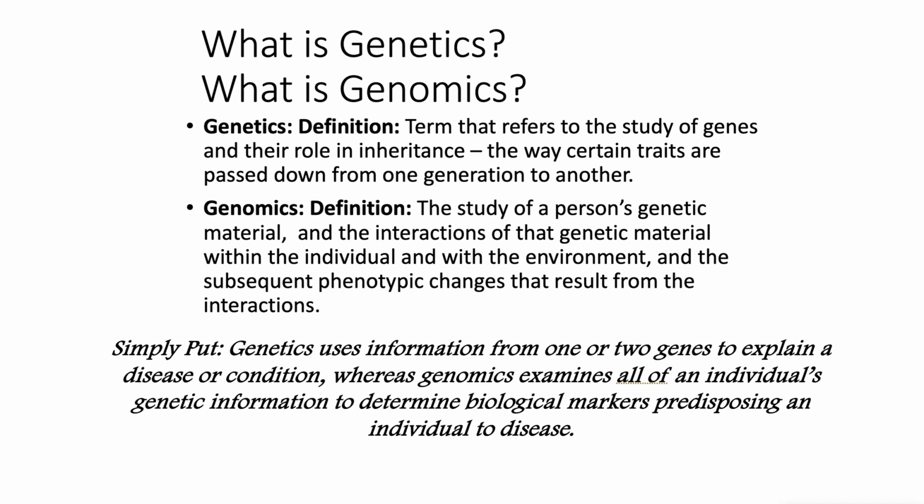Simply put, genetics uses information from one or two genes to explain a disease or condition, whereas genomics examines all of an individual's genetic information to determine biological markers which are predisposing the individual to disease.